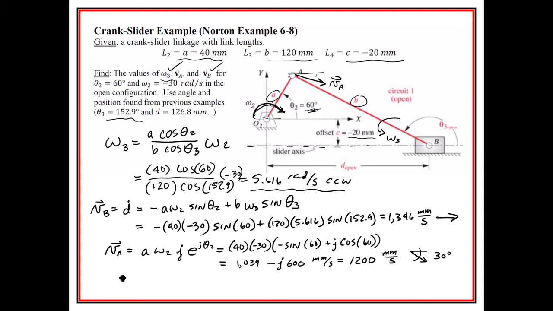We could also, if we weren't asked for, we could find the velocity of A with respect to B by taking these two minus each other, right? So we could take this minus, where'd you go?